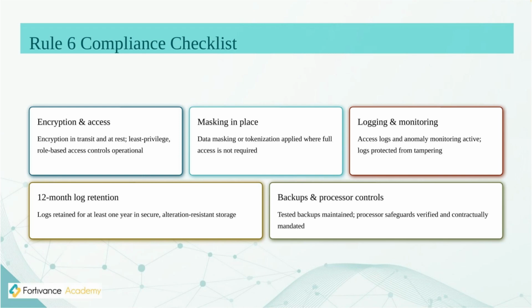Move to visibility. Are you logging activity across your systems, and is someone actually monitoring those logs for anomalies? Are logs retained for the expected period, around a year, and stored securely? Now, resilience. Do you have backups, and crucially, have you tested that you can actually restore from them? Do you have a business continuity plan for when systems go down? Next, your supply chain. Do your processor contracts include real security obligations? And have you verified your processors actually meet them?